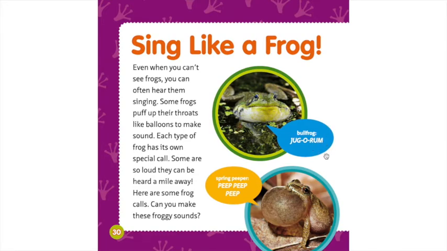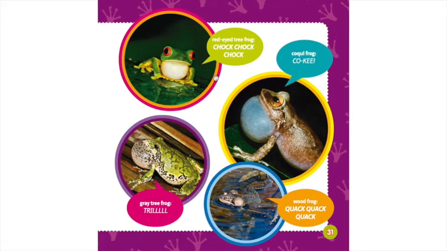It says a bullfrog goes juggerum, juggerum, juggerum. A spring peeper frog goes peep, peep, peep. A red-eyed tree frog goes chock, chock, chock. A cockeye frog goes cookie, cookie. A gray tree frog goes trill, trill, trill. And a wood frog sounds like a duck. It goes quack, quack, quack.